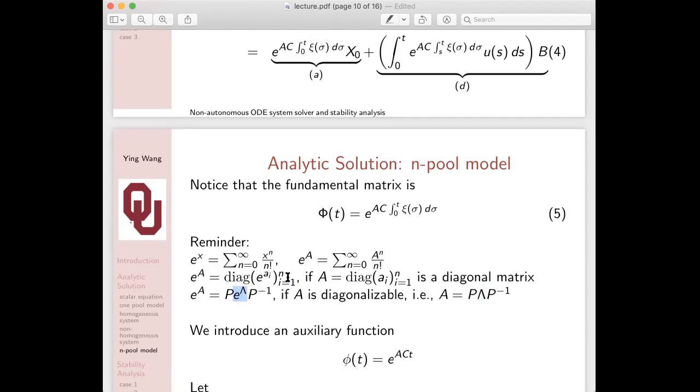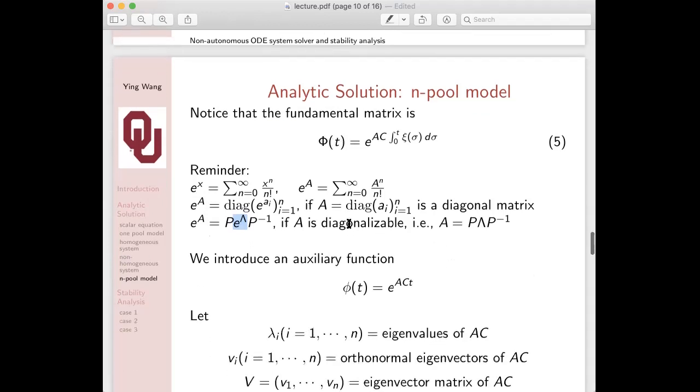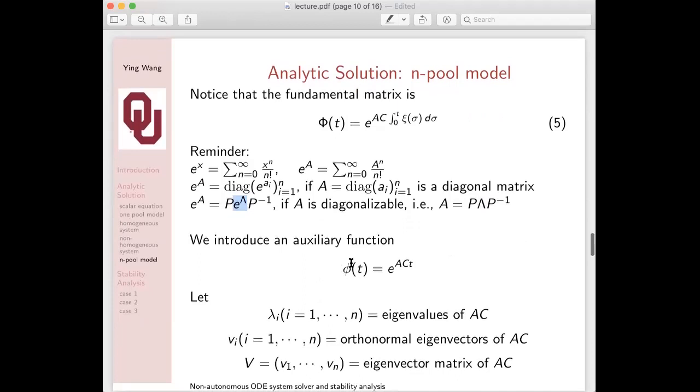Okay, now our goal is to find out how to calculate the matrix exponential, or the fundamental matrix phi here. In order to do that, we first introduce an auxiliary variable, small phi. You see the difference between the small phi and the capital phi is that instead of this complicated function, small phi just uses a t here. So the matrix part Ac is the same, and only the scalar part is a lot simpler.